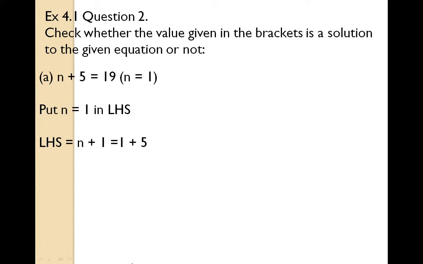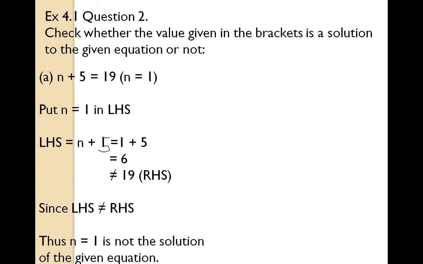So LHS is equal to n plus 5 is equal to 1 plus 5. So is equal to 6. But it is not equal to 19, that is RHS of our equation. So LHS is not equal to RHS. Thus n is equal to 1 is not the solution of the given equation. So dear student, as like this you can solve this equation in a proper way.